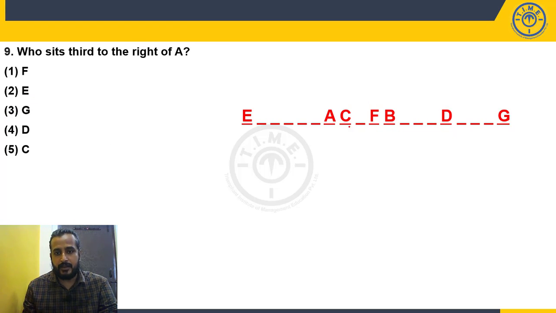Who sits third to the right of A? A is here and it is the right side. First right, second right, third right. Who is there? F. Choice 1. Fine.